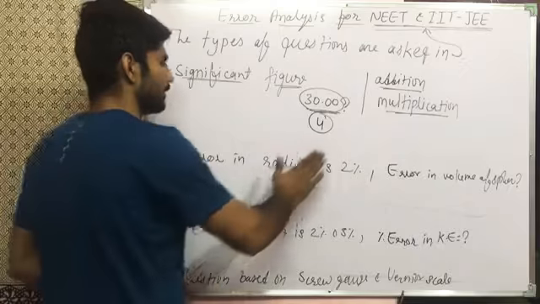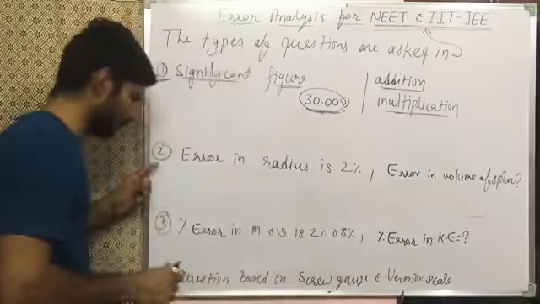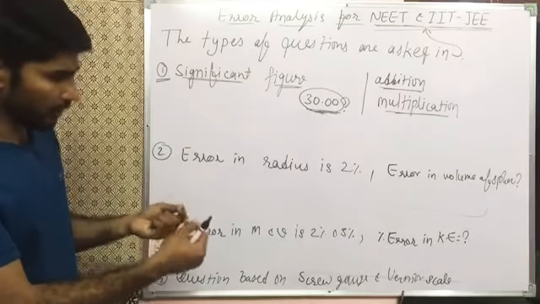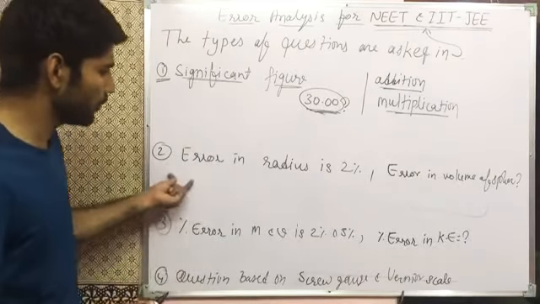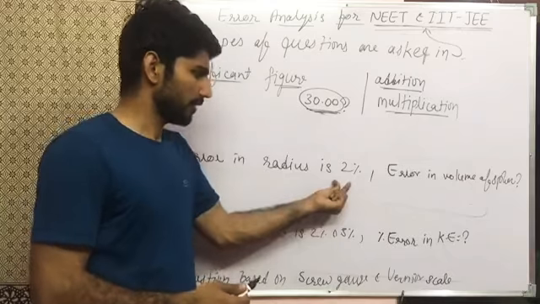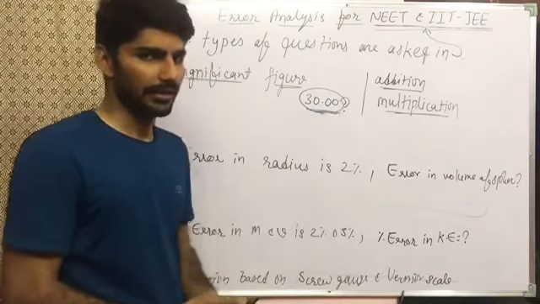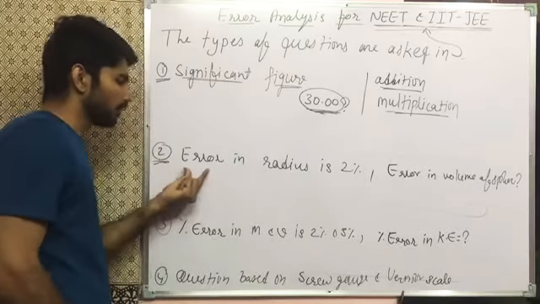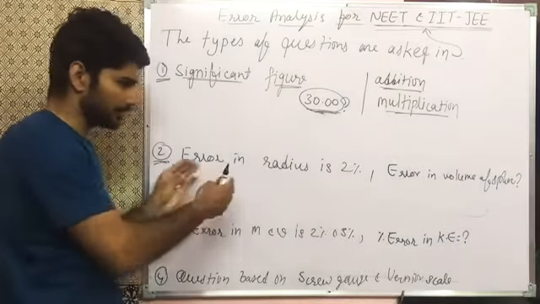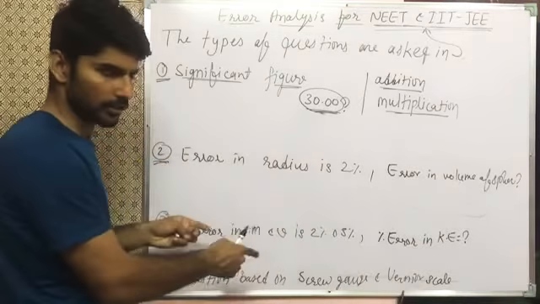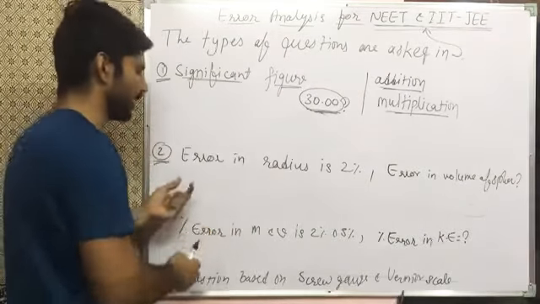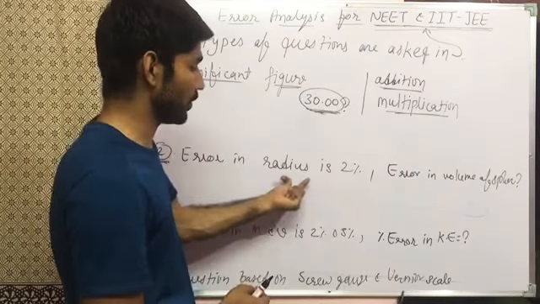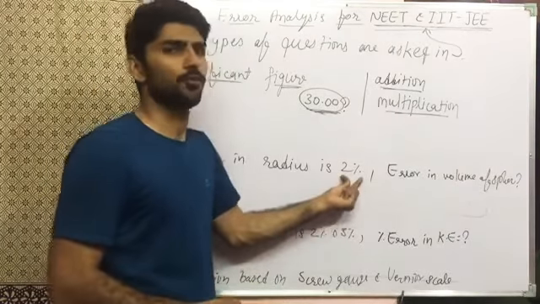And in the second and third type of question, they ask the question from error, in which they give you the error of one quantity and ask the error in another quantity. Like in the second type, I wrote this question in short form, but the complete question was: the error in the radius of a sphere is 2%.